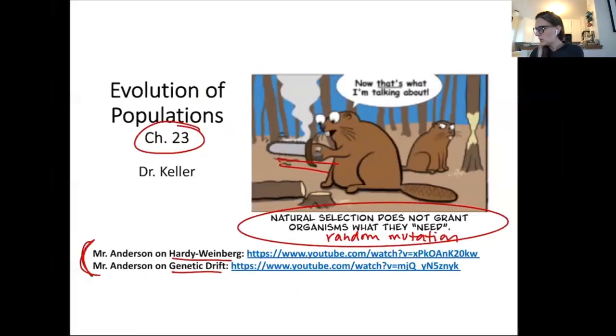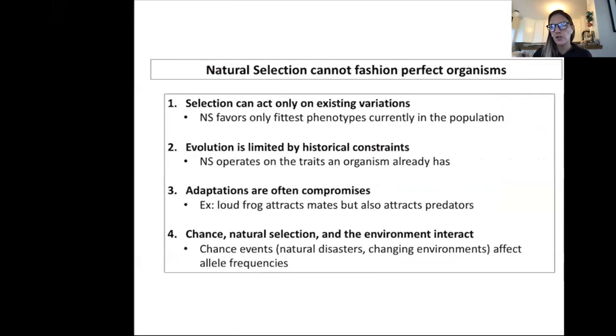All right. So natural selection cannot fashion a perfect organism. All right. Selection only acts on existing variations within the population. Those variations are due to random mutation. All right. And they already have to be in the population. So natural selection favors only the fittest phenotypes, which are currently in the population. And when I mean fittest, I mean survival and babies, reproduction. That's what natural selection is all about.